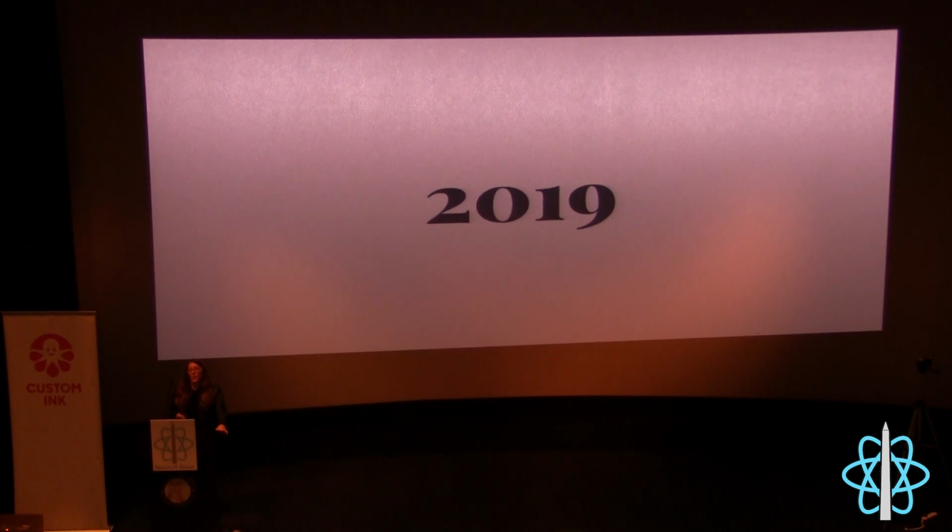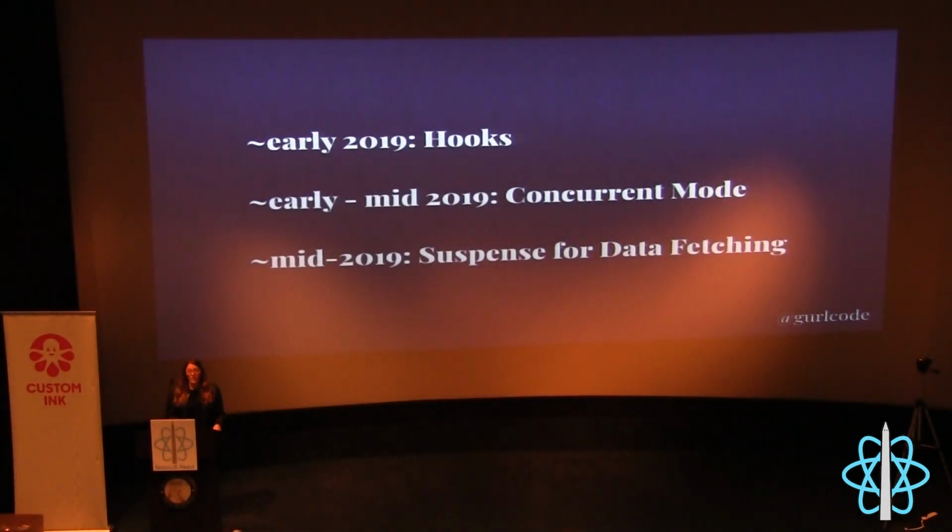Server-side Suspense is going to be coming in 2019, according to React's recent roadmap release. The general plan is that hooks are coming in early 2019, or maybe right now as I'm speaking. Concurrent mode will be available in early to mid 2019. And then Suspense for data fetching, not just code splitting, will be released later in 2019. All of these features, by the way, are opt-in. So you're going to be able to adopt them in a time frame that makes sense for you and your code base.